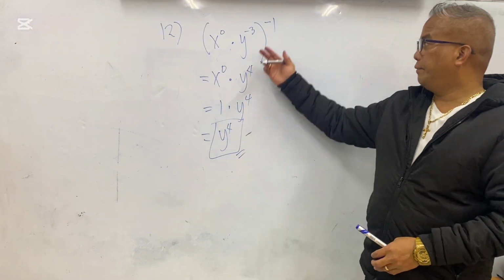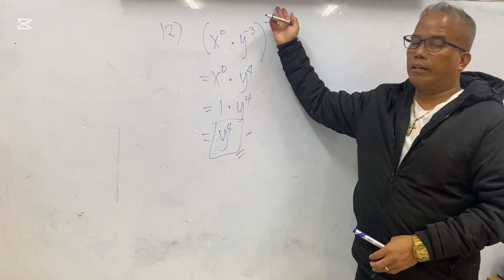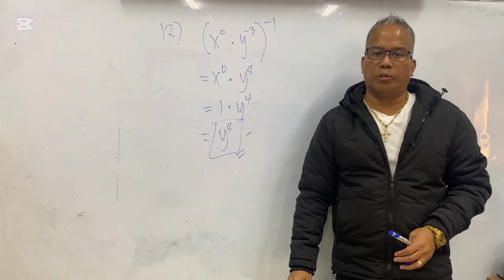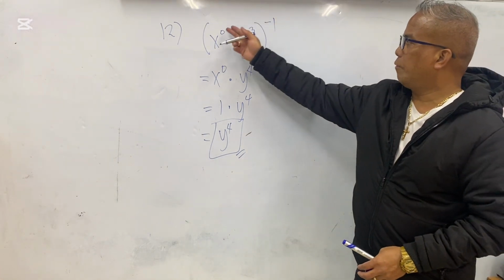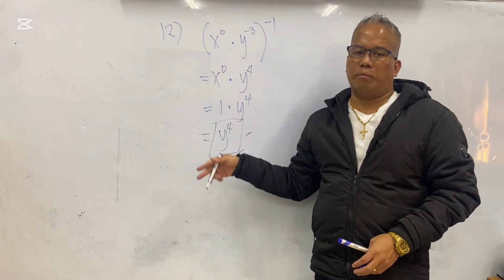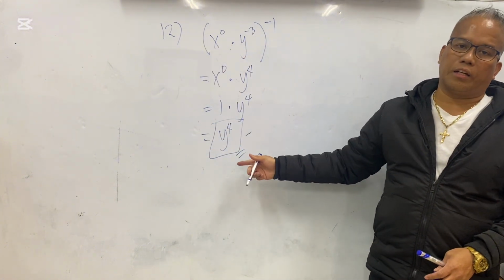So if there's a parenthesis raised to a negative exponent or positive exponent, all you have to do is distribute the exponent first inside the parentheses, then simplify. So this is the result.